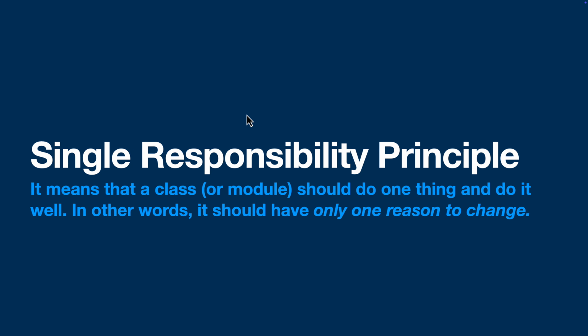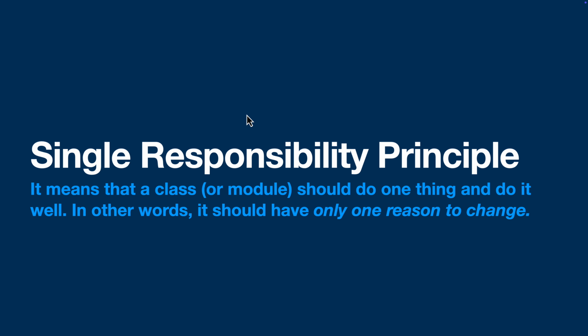Okay, so let's start by learning about the first principle in the SOLID design principles, and also maybe the most commonly used of the bunch, the S, which stands for the single responsibility principle. This principle states that a class should only have one reason to change, or one and only one responsibility. That means that a class should do one job and do it well.